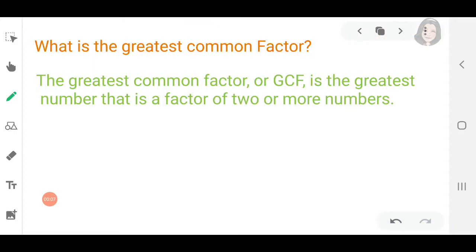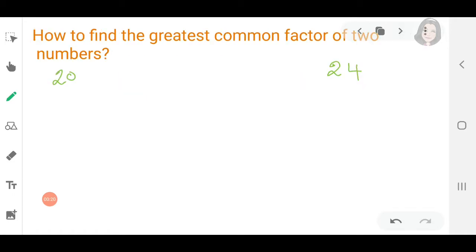What is a greatest common factor? The greatest common factor, or in simple terms, GCF, is the greatest number that is a factor of two or more numbers. Now, how do we find the greatest common factor of two numbers? It's very easy. Use the factor tree to find the prime numbers of each number, and then I'll tell you what you have to do.